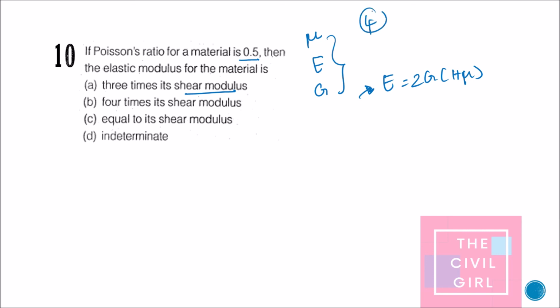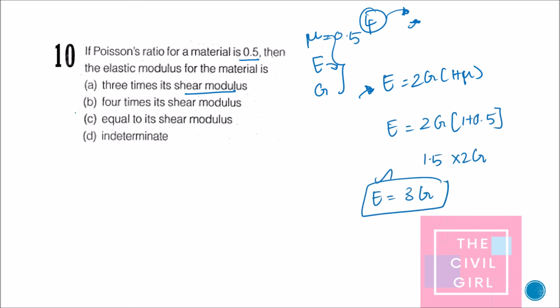Those four relations which we saw in the previous video, right? Which you can find here coming now. If you watch that video, you can see all the four relations that are very important in any interview or any exam you are going to. So coming to the question again, E is equal to 2G into 1 plus mu. So mu is 0.5 they have given. My E is equal to 3G. So my Young's modulus is 3 times the shear modulus. The answer is option A.